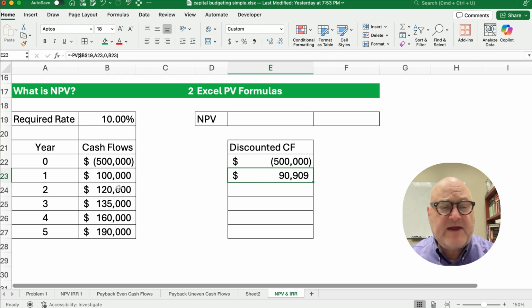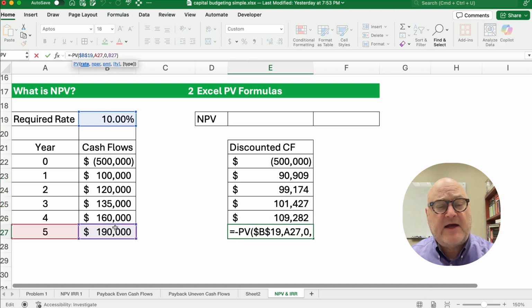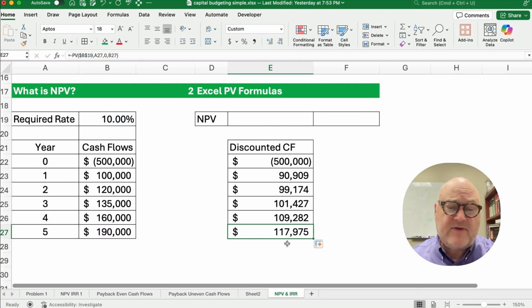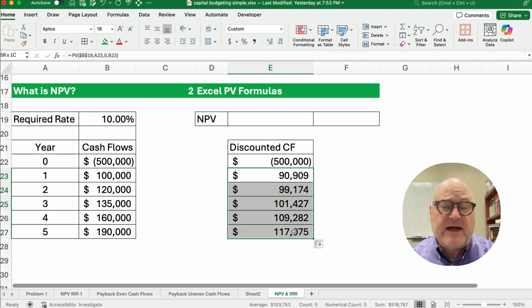We're going to do the same thing for year 2, year 3, year 4, year 5. We've built our formula where it all works. So if we look at 190,000, 5 years from now, at 10%, what's that worth in today's dollars? Well, it's worth $117,975. Well, here I did it without pennies, which is fine. It won't be a problem.